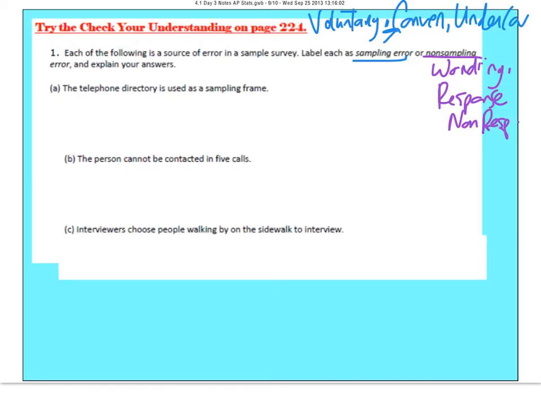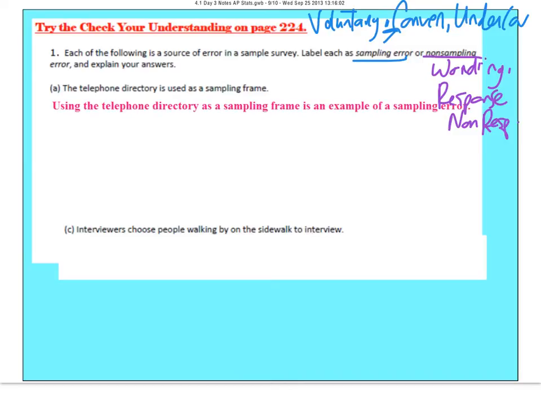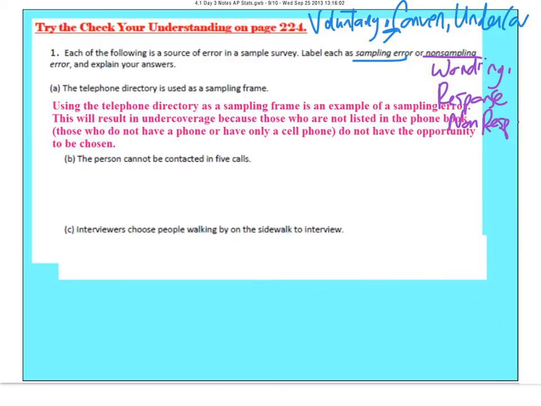So in this first scenario, the telephone directory is used as a sampling frame. Now, would you consider this a sampling error or non-sampling error? In this case, it would be a sampling error, in that using the telephone directory as a sampling frame is an example of a sampling error. It's how they designed it. What is going to be the result of that? Well, the result is that you will have actual undercoverage in your results, because those who are not listed in the phone book will not have the opportunity to be chosen.